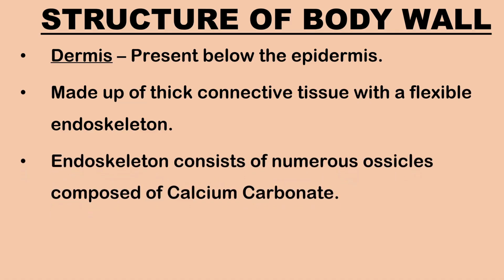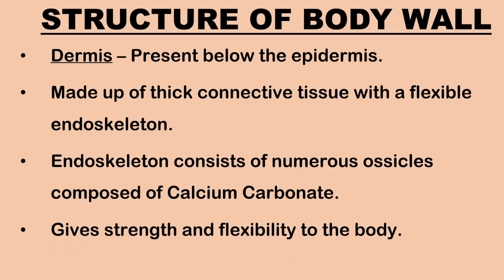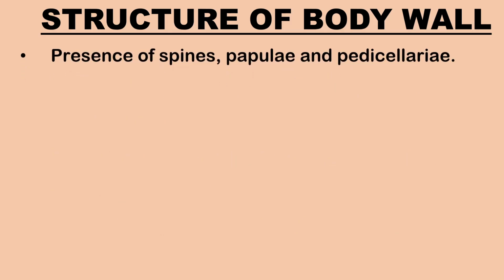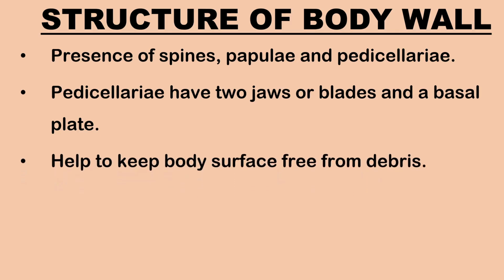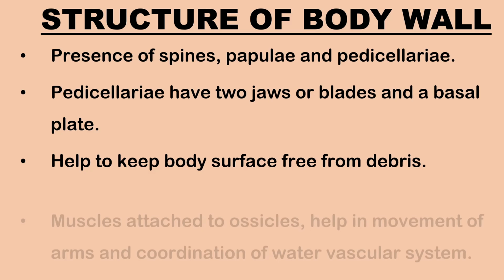Endoskeleton consists of numerous small calcareous plates called ossicles, which are composed of calcium carbonate. It gives the body strength and flexibility. It shows the presence of spines, papillae, and small pincer-like structures called pedicellariae. The pedicellariae have two jaws or blades and a basal plate. They help to keep the surface of the body clear of any debris.